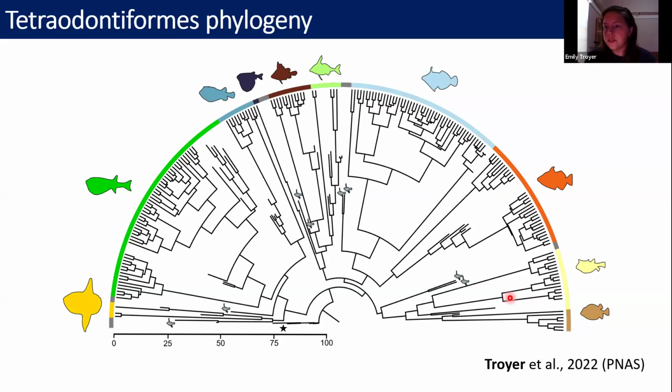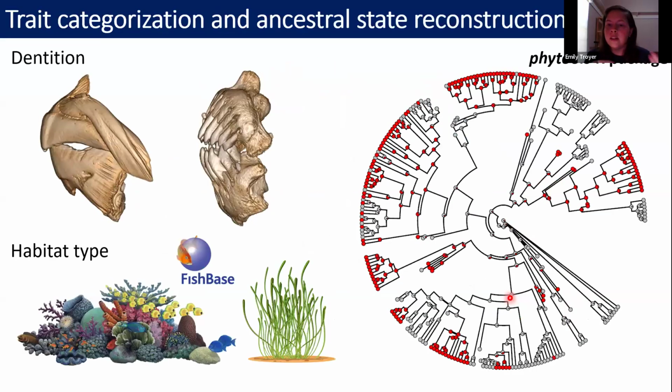We used our previously estimated time-calibrated tetraodontiform tree from Troyer et al., which includes all species for which we have morphological data. Each species in our analysis was coded by dentition type and by habitat type. We coded each species as beaked if they possessed these highly modified and fused teeth, and as non-beaked if their teeth were in discrete units protruding from the jaw socket.